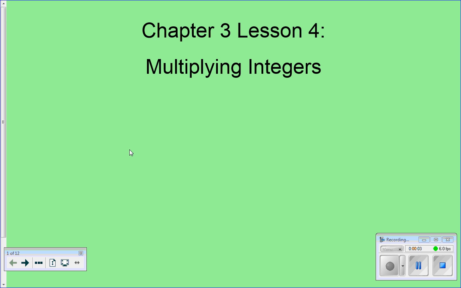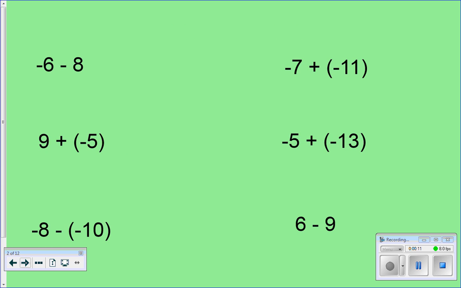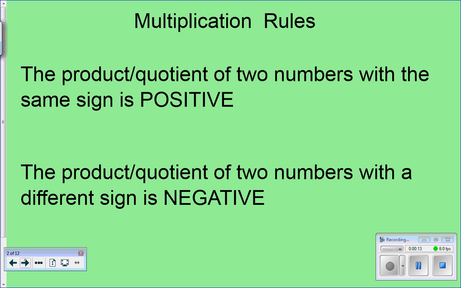Okay, so lesson 3-4 is multiplying integers. You should have something like this in your notes already. If you don't, make sure you get something written, okay? So I'm going to skip this for now. But here are the rules you need to know for multiplication. Now, if you don't have them written down, you need to make sure you get them written down.